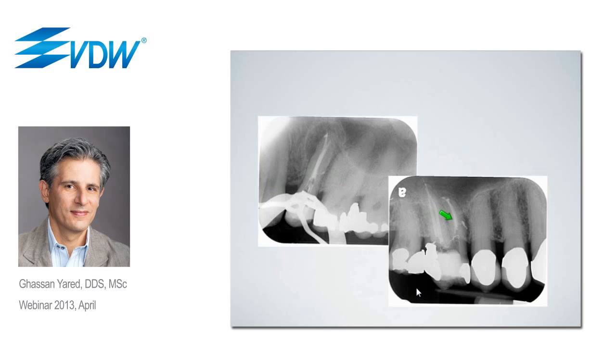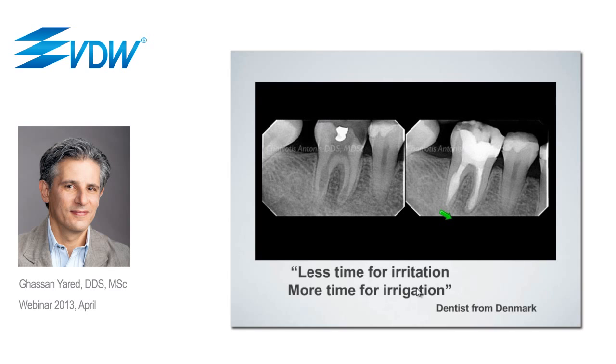Again, the most important point here is that with single file reciprocation, we can increase the time for the final irrigation. And this is what will lead to cleaner canals. One other question that I found on roots was this case here, where Dr. Antonis from Greece was questioning whether with reciproc we can prepare this canal where there is a large internal resorption.